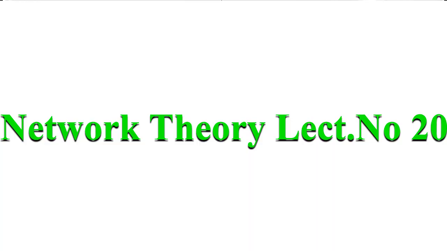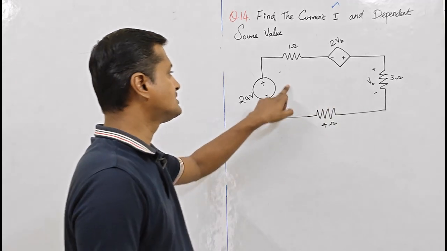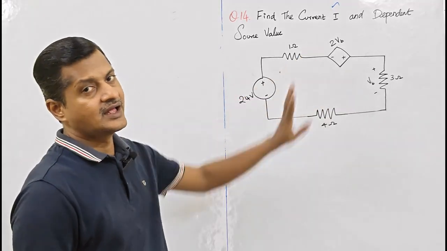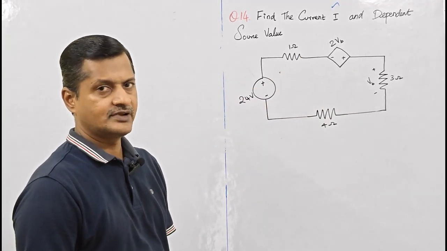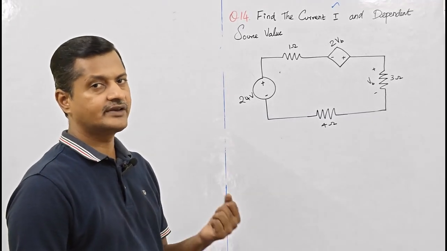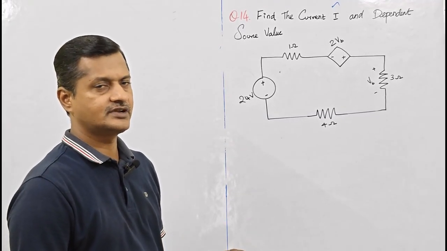Find the current I and the dependent source value in the loop, in the closed circuit. Also, they have asked us to find the value of the independent source, right? By using Kirchhoff's voltage law, that is the solving technique we use here, right?